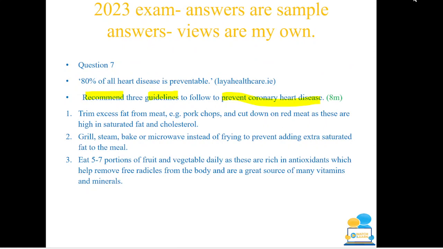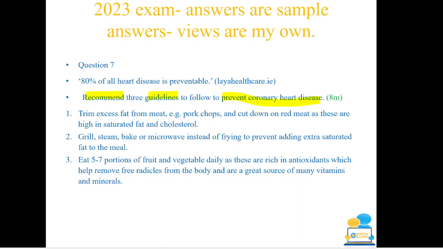So the next one here, we're looking at a 2023 exam question, and again, these are all my own views. Okay, these are sample answers. So question 7, 80% of all heart disease is preventable. Okay, that's from healthcare.ie. Recommend 3 guidelines to follow to prevent coronary heart disease, so CHD.